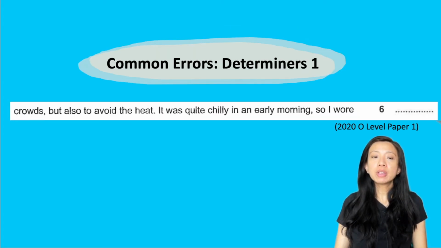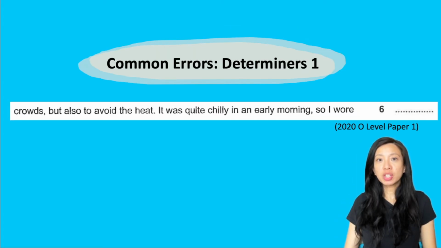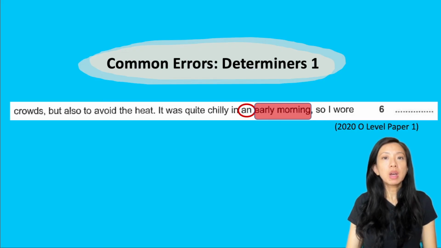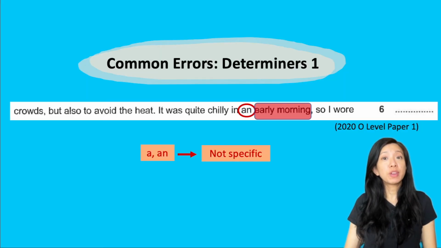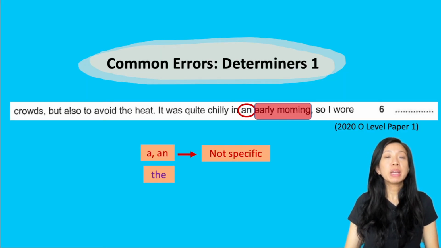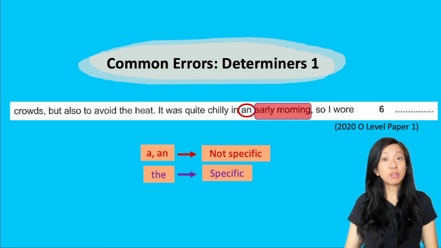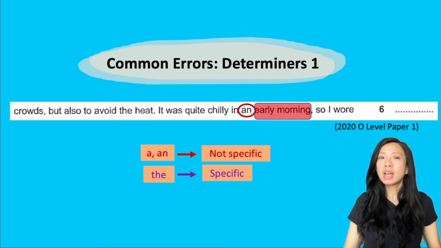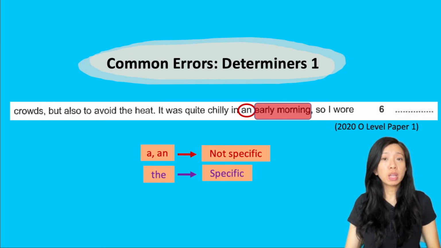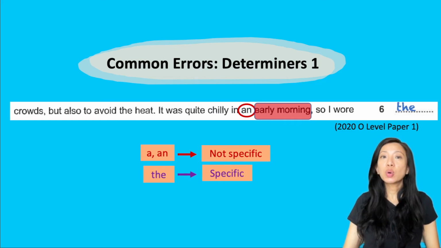The next type of common errors, determiners. Take a look at this question and see if you can identify the error in the line. So the error in this line is an. Now, when using determiners, we need to remember that when we use the determiners a and an, we usually use them for non-specific nouns. When we use the determiner the, we usually use them for specific nouns. So in this particular question, we know that it is a recount, and the writer was referring to a specific morning where it was quite chilly. So my answer for this question should be the, not an. So it should read like, it was quite chilly in the early morning.